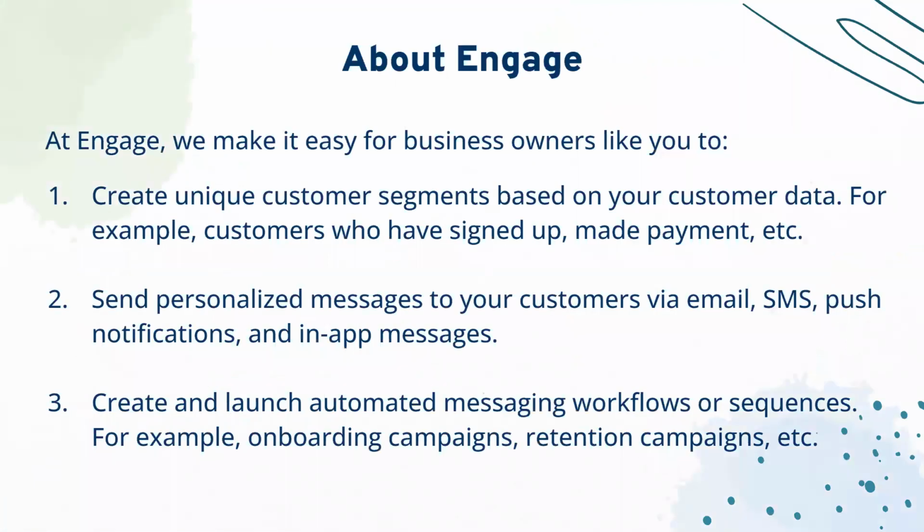Now, I keep talking about Engage. As we move on in this call, I'm going to use Engage to show you live examples. So before anything, let's talk about Engage. What do we do at Engage? At Engage, we help businesses do three things. Number one, we help you use your customer data to create unique customer segments. As we move on in this session today, you will see why that is a very important thing for businesses to do. The second thing is that we give you the ability to send personalized messages to your customers via email, SMS, push notifications, and in-app messages. Then the third thing we allow you to do at Engage is create and launch automated messaging workflows and sequences, like we are going to see today.